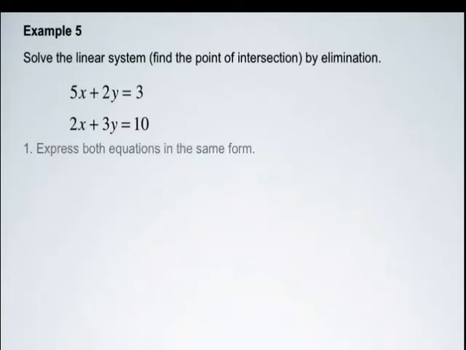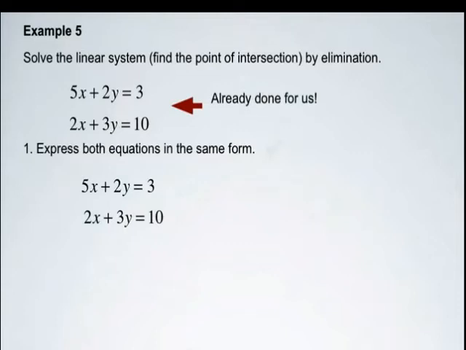So the first step here, we're going to express both equations in the same form. And as you can see, we've got x plus y is equal to our constant. So it's already done for us. So step one, we're done.